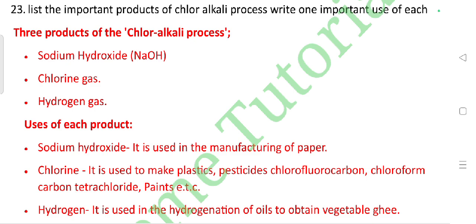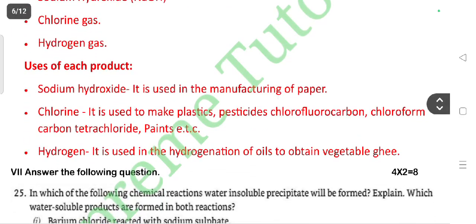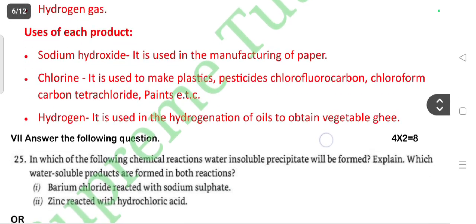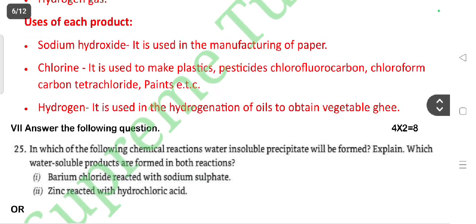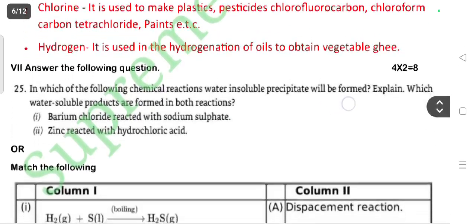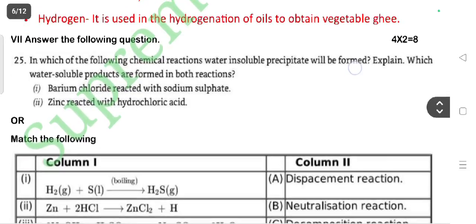Next, the important products of the chlor-alkali process. Write an important use of each. The products of the chlor-alkali process are sodium hydroxide, chlorine gas, and hydrogen gas. The uses of each product are this one. Sodium hydroxide is used in the manufacturing of paper. Chlorine is used in plastics and pesticides, and hydrogen is used in the hydrogenation of oil or vegetable ghee.